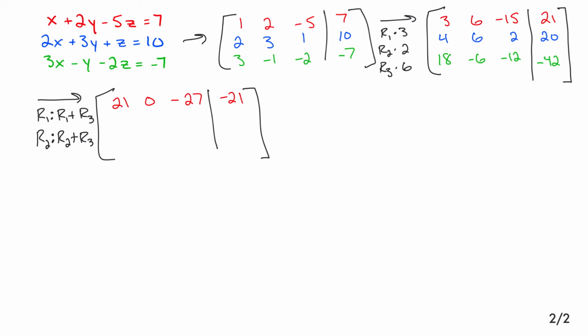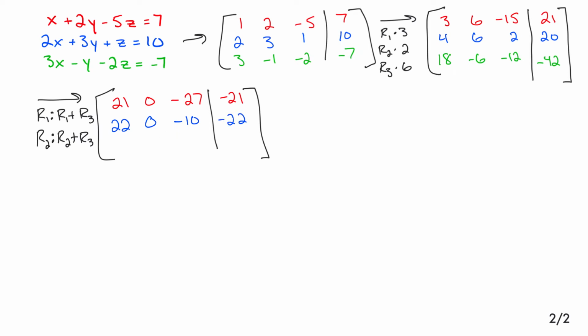The blue 4 and the green 18 is going to get me a 22. The blue 6 and the green negative 6 is going to get me 0, which is what I wanted. And the blue 2 and the negative 12 in green is going to get me negative 10. And then lastly, the blue 20 and the green negative 42 is going to get me negative 22.